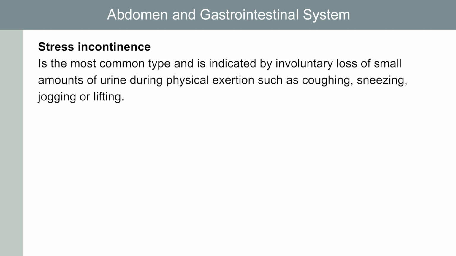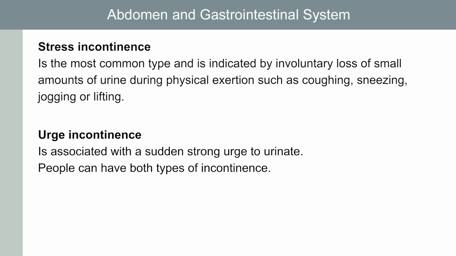Let's go over a few terms. Stress incontinence, which is the most common type, is indicated by involuntary loss of small amounts of urine during physical exertion, such as coughing, sneezing, jogging, or lifting. Urge incontinence, on the other hand, is associated with a sudden, strong urge to urinate. And people can have both types of incontinence.